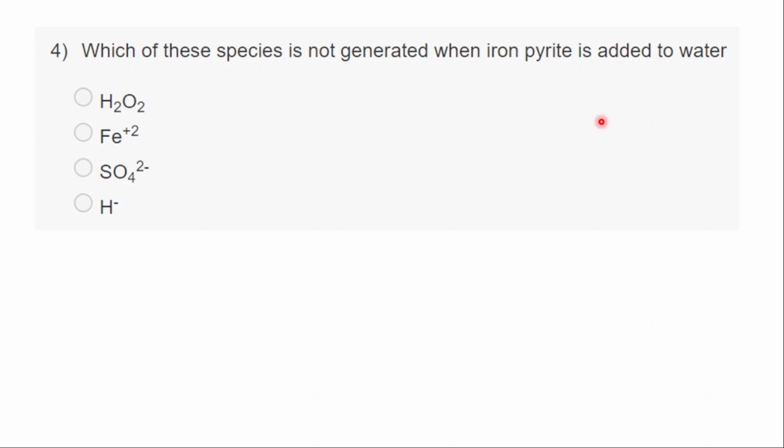Janish is answering H2O2. Let's not waste more time and see what the correct option is. The correct answer is option D, or option 4, hydride ion, H minus. This is the correct option. You can get all the other ionic species when you dissolve iron pyrite in water: H2O2, Fe2+, also SO4 2-. Dissolution of iron pyrite in water can generate sulfate ions, ferrous ions, and hydrogen peroxide also.